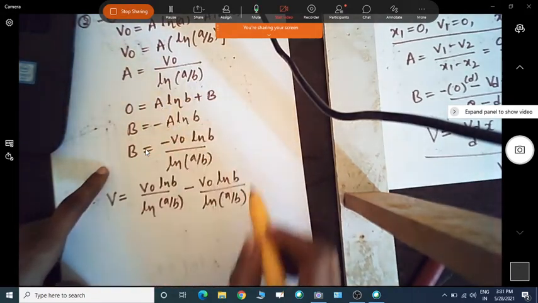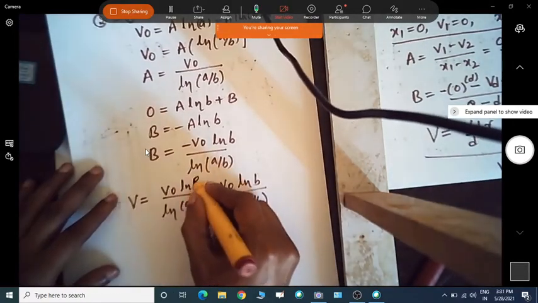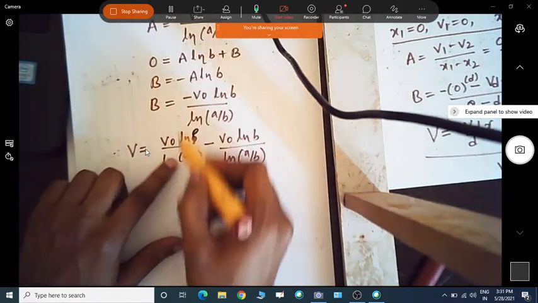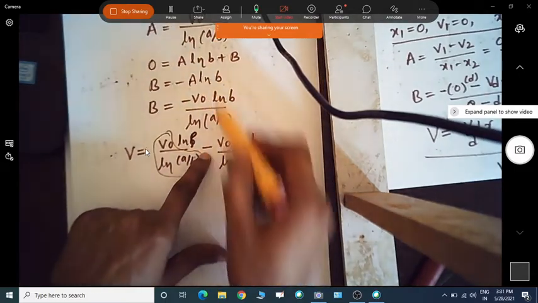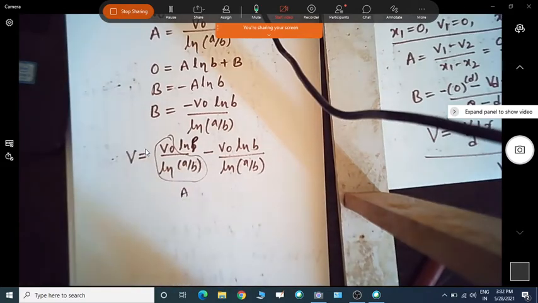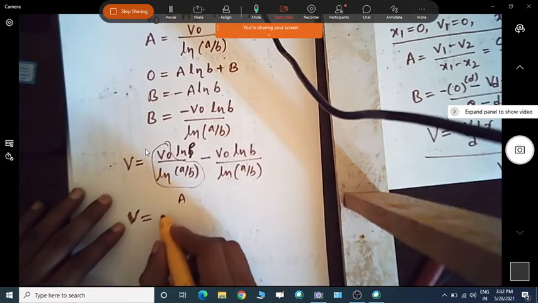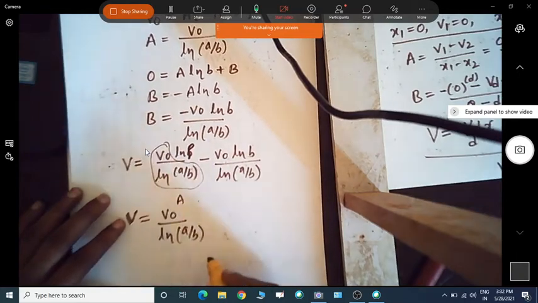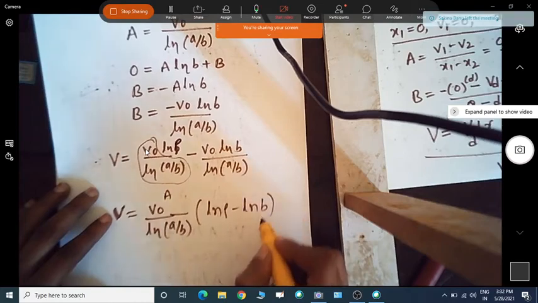So this is ln rho. This is the solution. V naught ln A by B, where A by B is the constant, and ln rho minus the B value. So this is the solution we are going to get for V, and we can take the constant, which is V naught ln A by B, and we can write ln rho minus ln B.